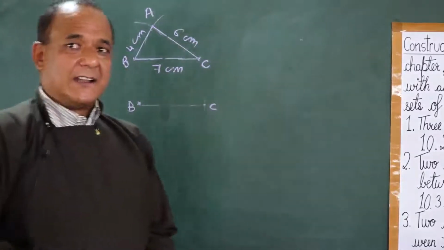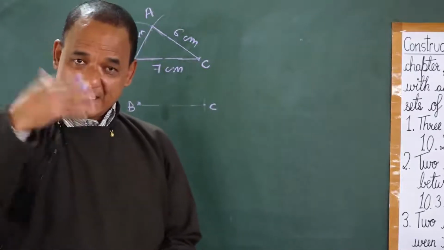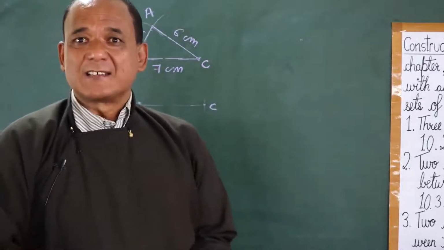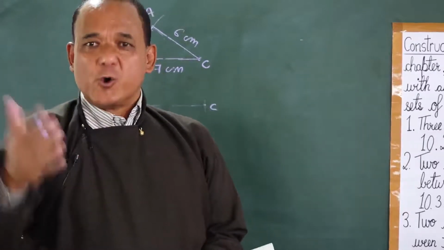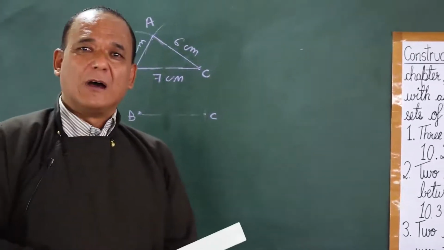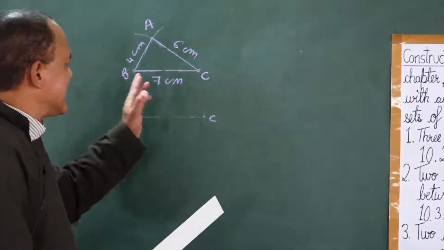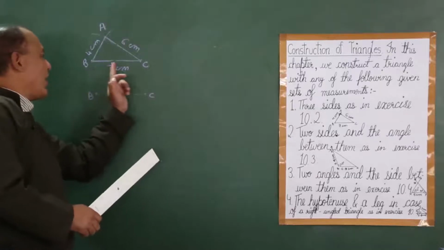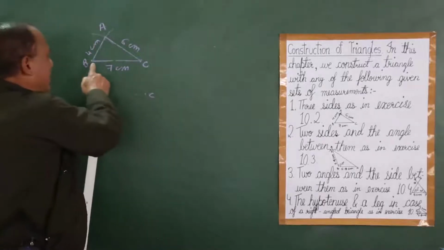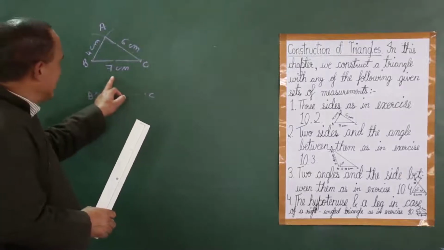So I already did the construction, but to write it in English step by step, I will do it when we do the textual exercises 10.2. But if you want to listen without writing, I can tell you quickly like this. Step number 1, steps of construction: we draw a line segment BC equal to 7 centimeters.